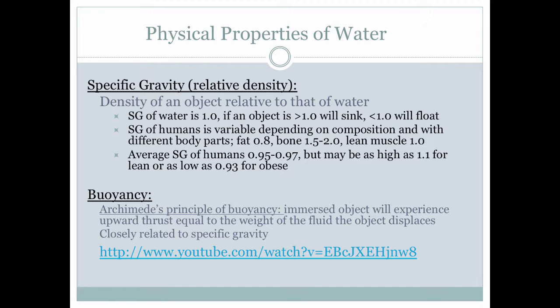So the average specific gravity of humans is just a little less than that of water, so we tend to float just a bit, but not much. We're not that much lighter than water at 0.95 to 0.97. For some people that are lean, it may be as high as 1.1, or for somebody that is obese, it may be 0.93.